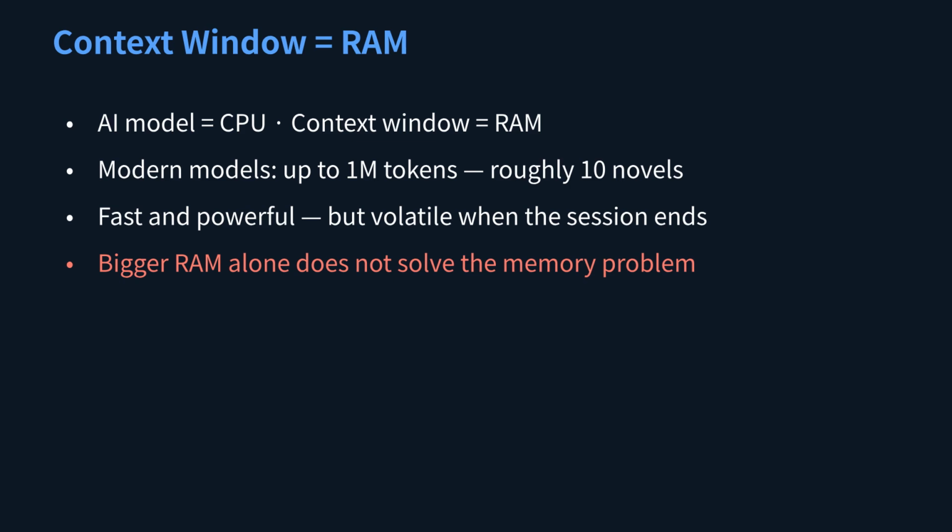To understand this properly, let's use a computer analogy. Think of the AI model like a processor, a CPU. The context window, which is the amount of text the AI can read and think about at once, works exactly like RAM. It's fast, it's powerful, but when you close the program, everything disappears. Modern AI models have enormous context windows. Some can handle 1 million tokens, which is roughly the equivalent of 10 full novels. That sounds impressive, but there's a fundamental problem.